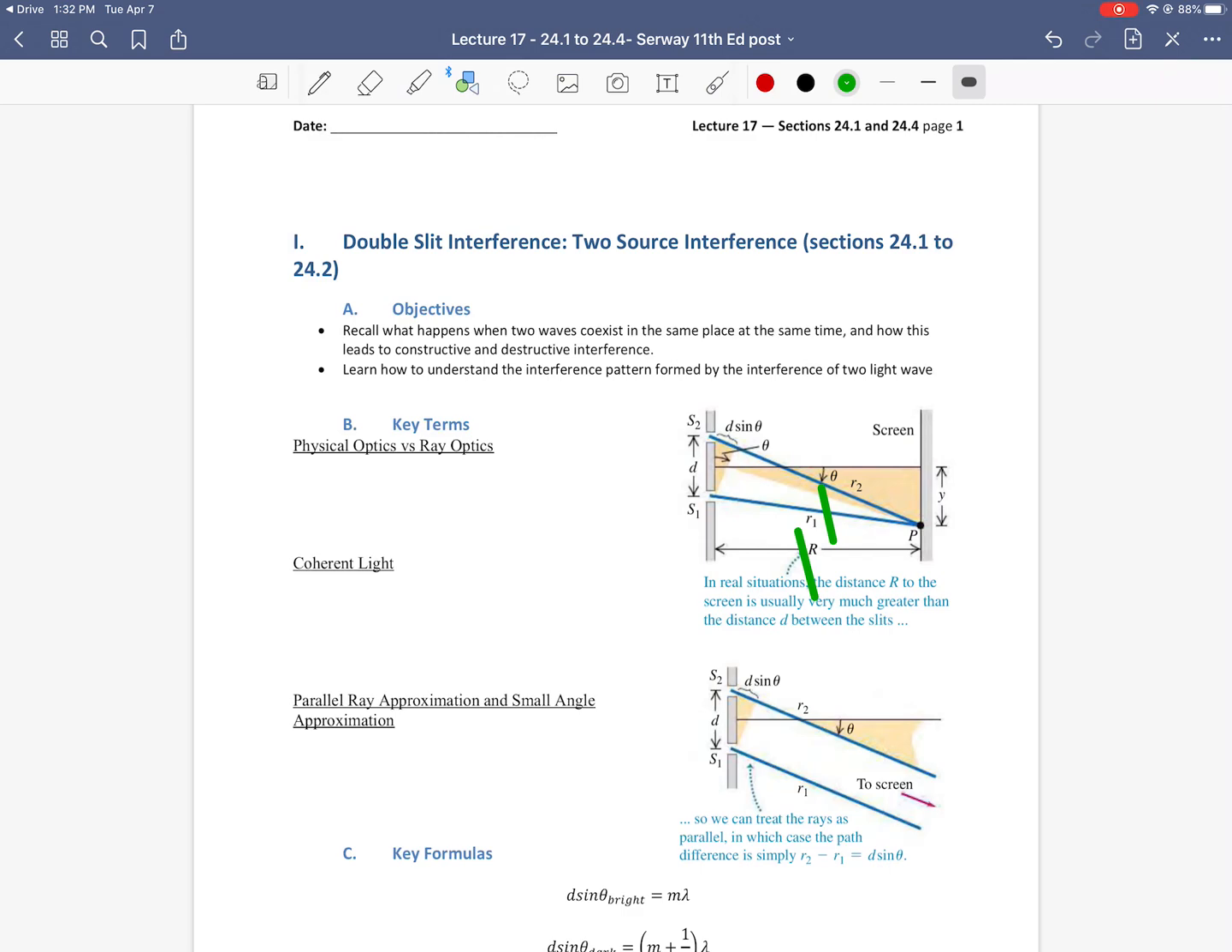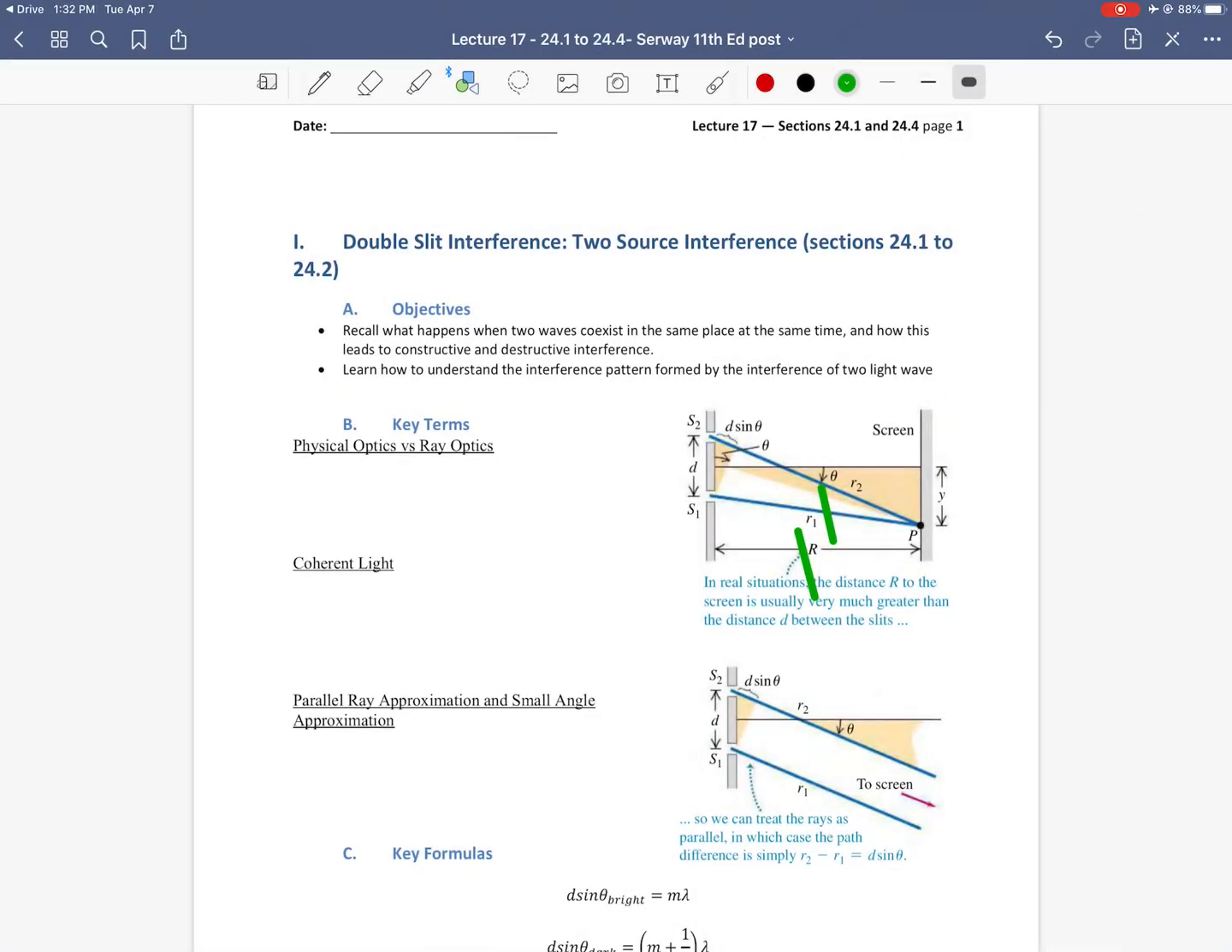Okay, so in this lecture, the objectives are to recall what happens when two waves coexist in the same place at the same time, and how this leads to constructive and destructive interference. I mentioned the word recall because these are the exact same properties that you would see with sound waves, a concept you have seen before in your physics class.